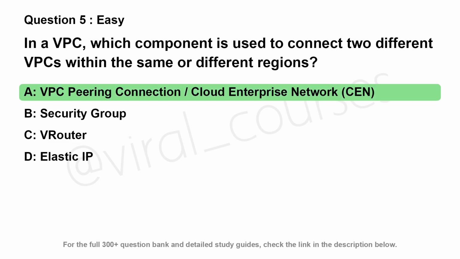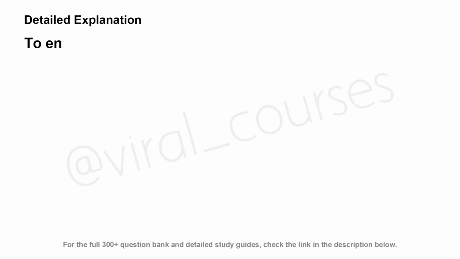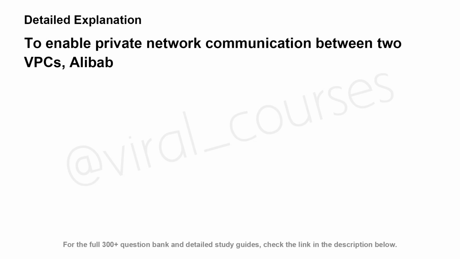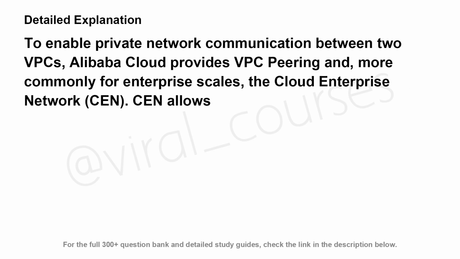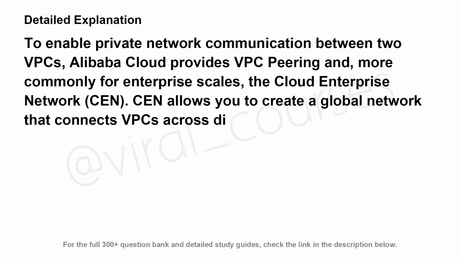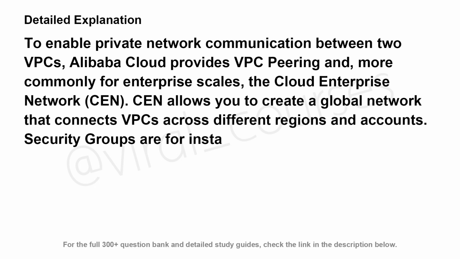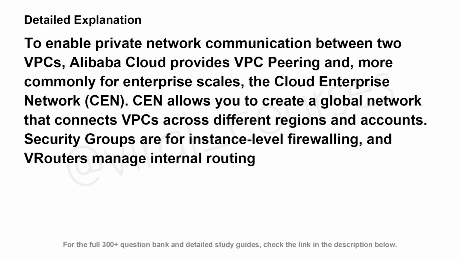The correct answer is A. To enable private network communication between two VPCs, Alibaba Cloud provides VPC peering and, more commonly for enterprise scale, the Cloud Enterprise Network, CEN. CEN allows you to create a global network that connects VPCs across different regions and accounts. Security groups are for instance-level firewalling, and vRouters manage internal routing within a single VPC.